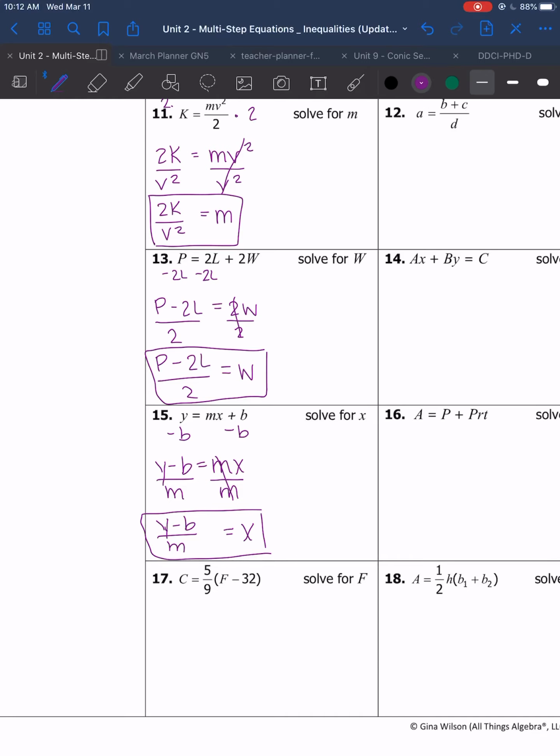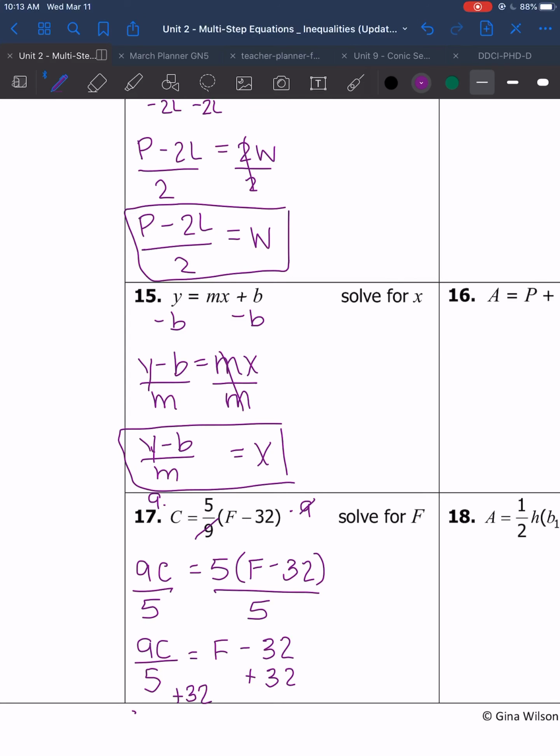And then last but not least, I want to solve for f. So I want the 5/9 to go away. So I'm going to multiply everything by 9 first. So I have 9c equals 5 times f minus 32. So then I'm going to divide everything by 5. So 9c over 5 equals f minus 32. And then I'm going to add 32 to both sides. So I get 9c over 5 plus 32 equals f.